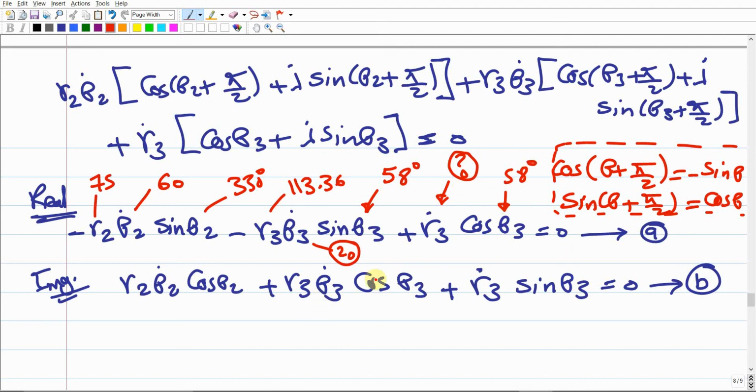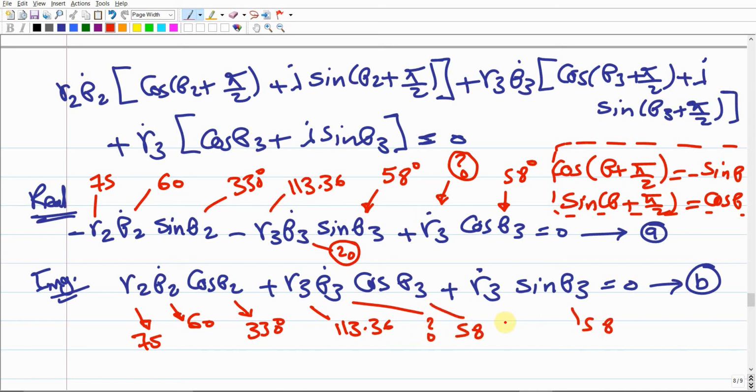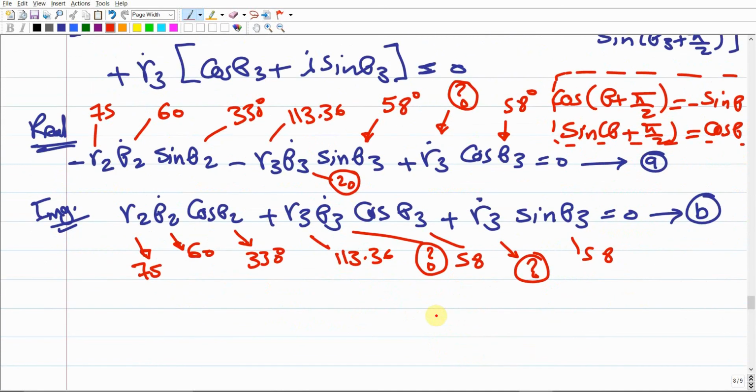So in the first equation we do have two unknowns, theta 3 dot and R dot, and here we do have this one is 60, this R2 is 75, theta 2 is 330 degrees, and the R3 is 113.36, and this one is unknown. Theta 3 is 58, and R3 dot is unknown. So we do have in the second equation as well two unknowns. So we do have two equations and two unknowns. We have to solve them to come up with values of the R3 dot and theta 3 dot.